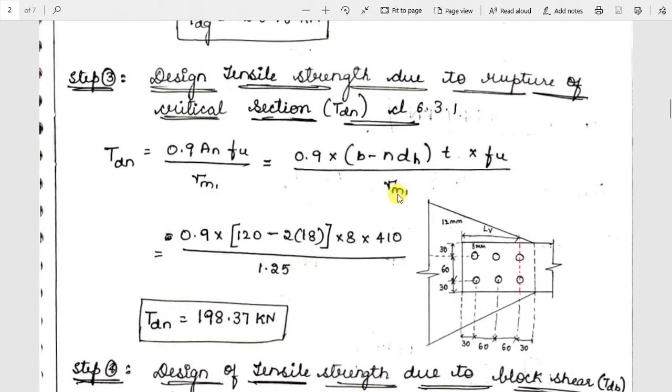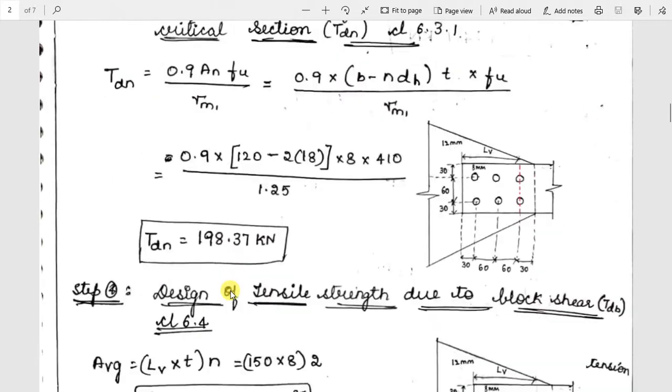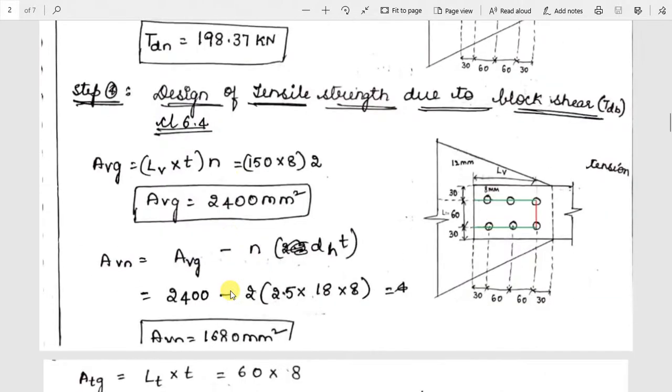The partial safety factor gamma m1 is 1.25 from table 5. So Tdn will be 198.37 kN. This means that the plate will fail by rupture if the load increases beyond this value. That's the meaning of this. So we calculated Tdg and Tdn; the last remaining is Tdb.